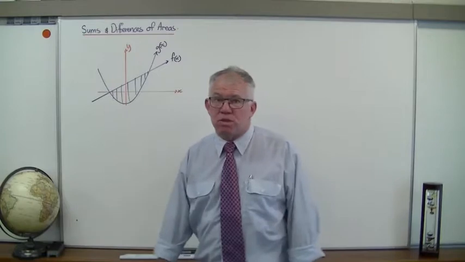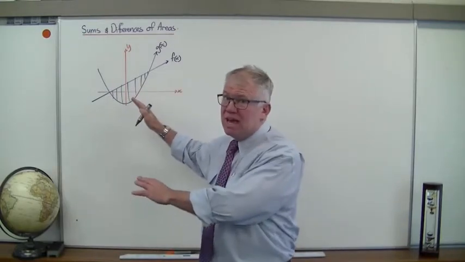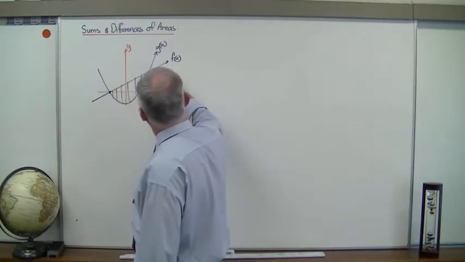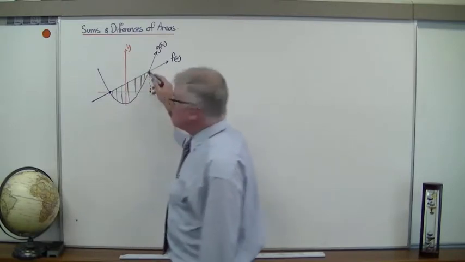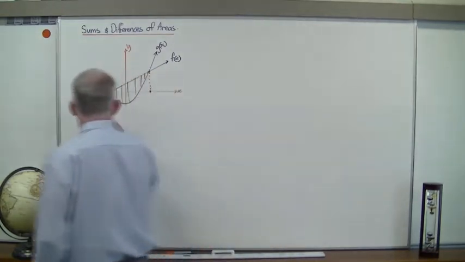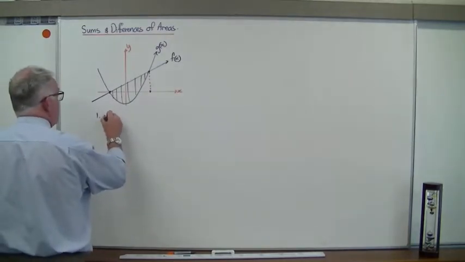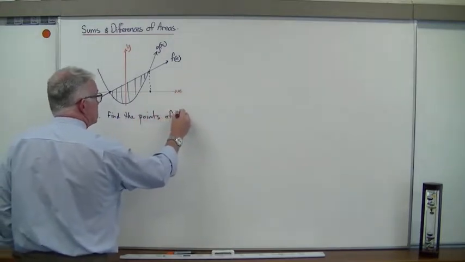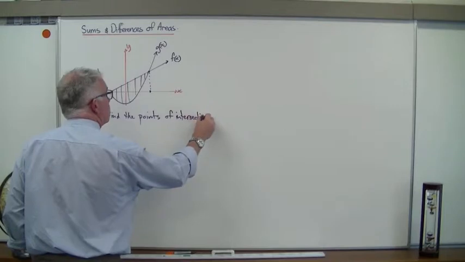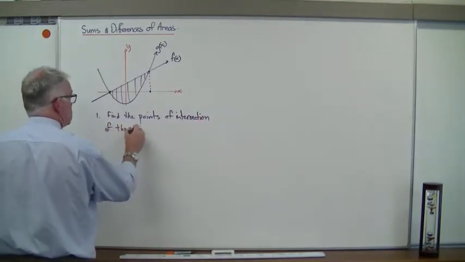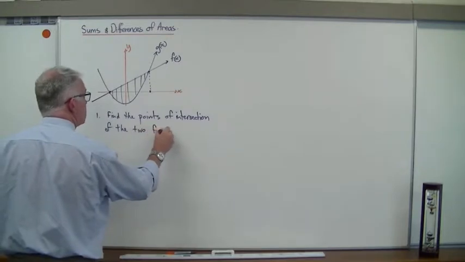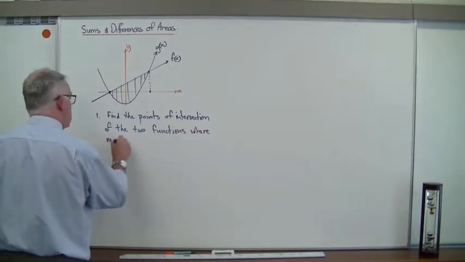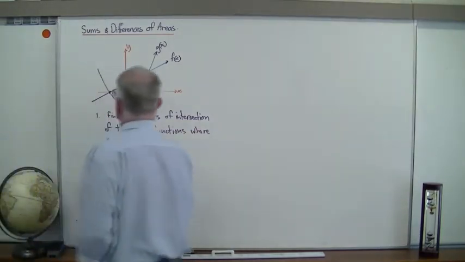Here are the basic principles that we'll be looking at. You take the two functions and the area is bounded from whatever that x value is up to whatever this x value is. So we need to find the points of intersection. So number one is, find the points of intersection of the two functions where necessary. Which in our case, where necessary, means pretty much all the time.